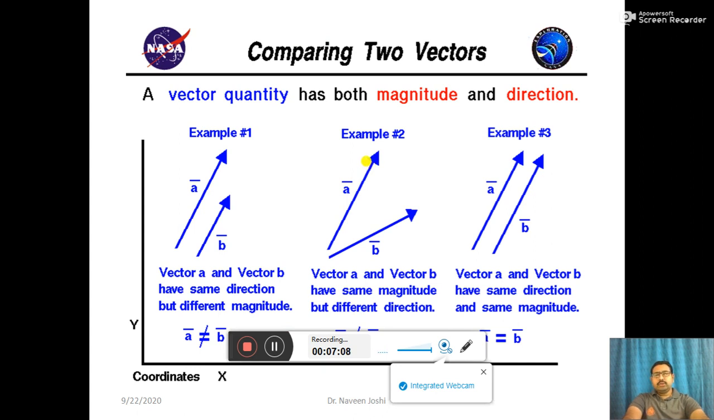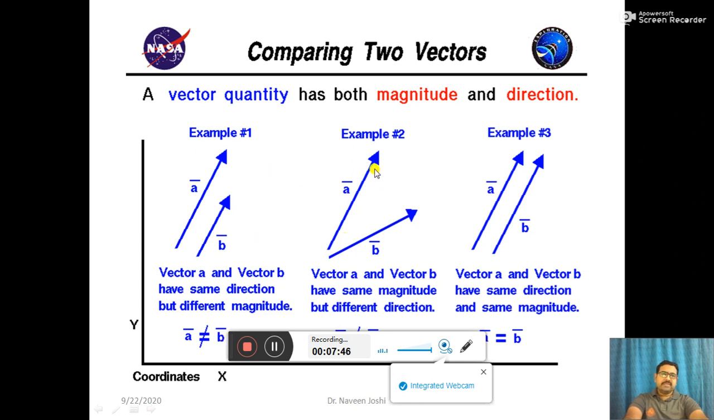Then comparing two vectors. Let's see here, there are three diagrams, example 1, 2, 3. If you compare example 1, here small a bar indicates this vector, b bar indicates this short vector. If you compare the magnitude and direction, the direction of a bar and b bar are the same, but what about magnitude? Magnitude is not equal, that is, the lengths of the vectors are not equal. Therefore you write a bar is not equal to b bar.